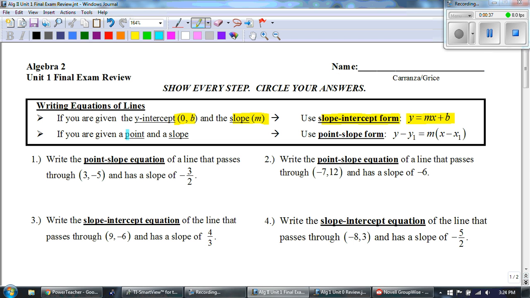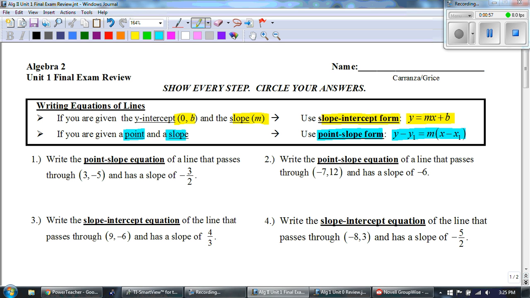Now, if you're given a point and a slope, you have to use the point slope formula, which is y minus y1 equals m parentheses x minus x1. So we just have to pay attention to what are they asking for and what information do we have.